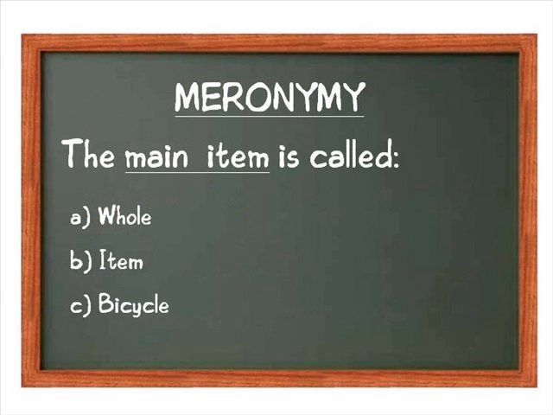Next, the main item is called A. Whole, B. Item, or C. Bicycle. The answer is A. Whole.